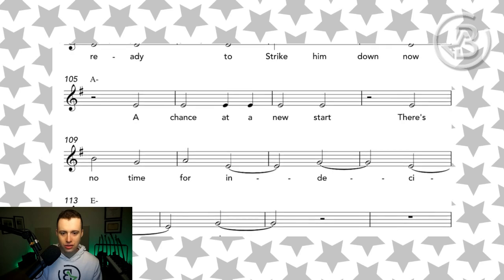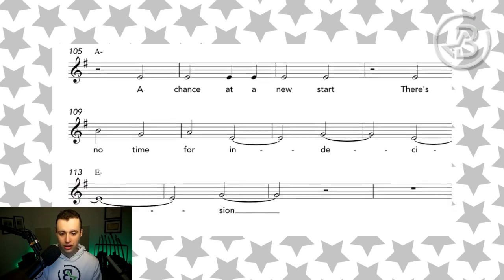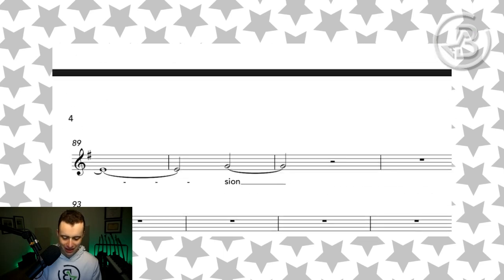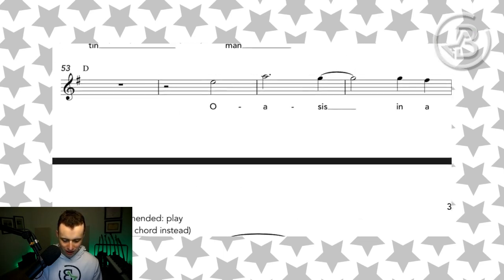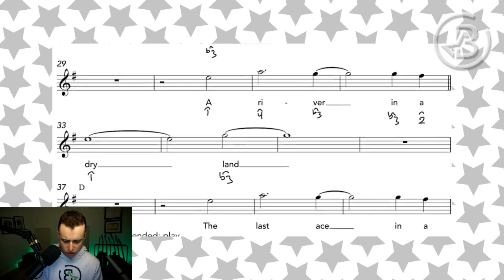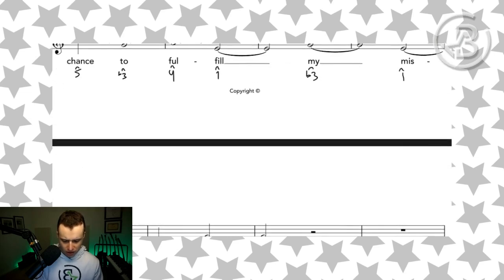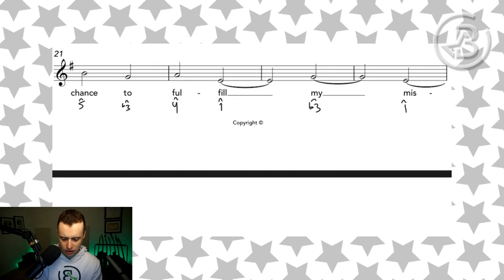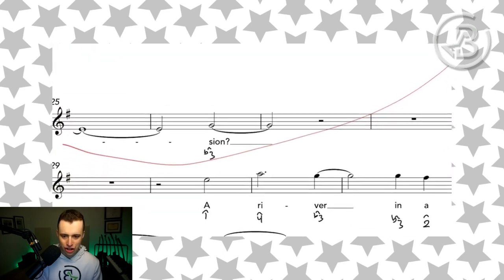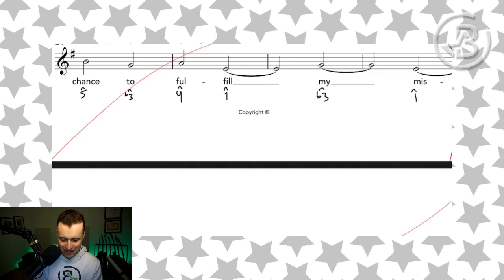A chance at a new start. There's no time for indecision. Very cool. Basically the same exact thing is what we had before we went into the last chorus. You can see that these notes right here, indecision, basically the same. You can even see it's rhyming. My mission, indecision, same exact notes.